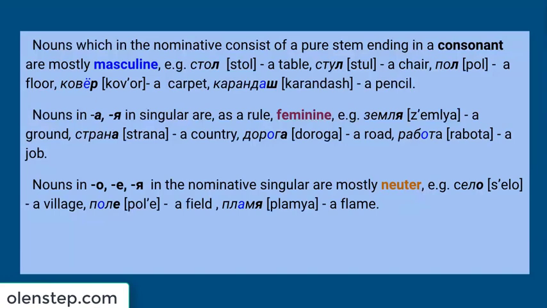Nouns in -о, -е, -я in the nominative singular are mostly neuter. For example, село, поле, пламя. Село, поле, пламя.